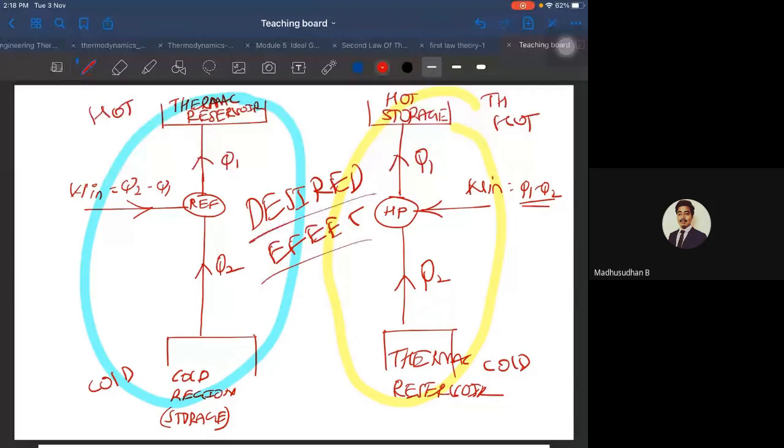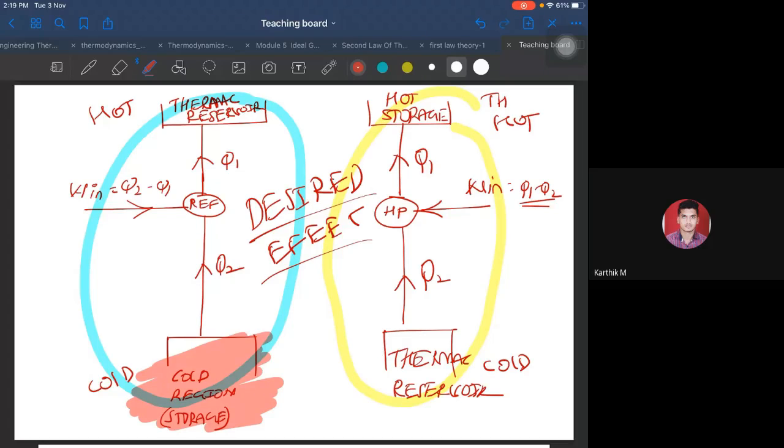So what is this desired effect? In a refrigerator, what do you desire there? Whether you require a hotter region or a colder storage. What is your intention there? Colder. So if your intention is cold storage, if your equipment design is based on the intention that you should maintain a cold storage, then it is known as a refrigerator. Clear? Same thing. If you want a hotter storage, that means your desired effect is creating hotness, then that particular equipment is called a heat pump. That's it. That is the major difference: the desired effect. Got it?